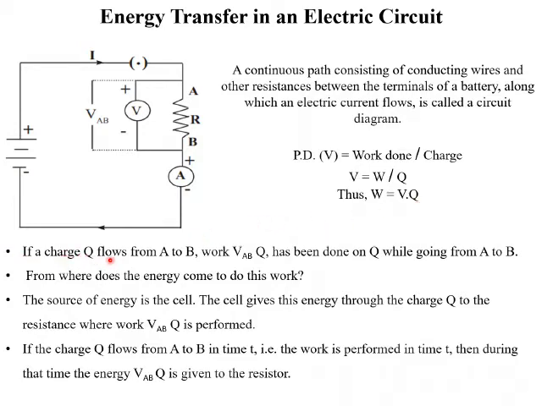If a charge Q flows from A to B, work VABQ has been done on Q while going from A to B. Now here A and B are the two terminals of this resistor. The work of the resistor is to oppose the flow of electric current. The definition of resistance you have studied in standard 9: resistance is the opposition to the flow of electric current.